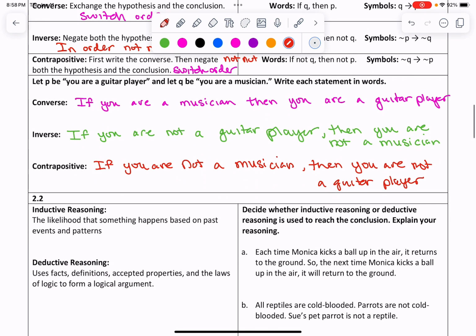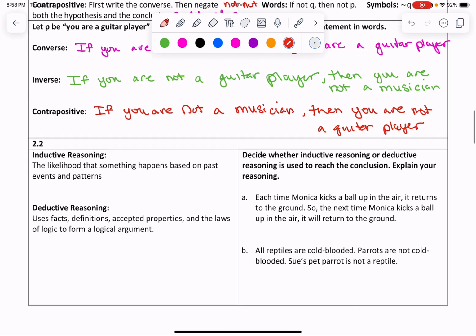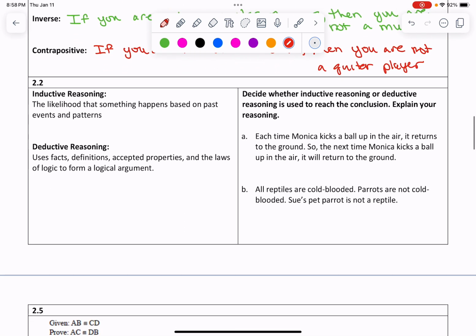In 2.2, we looked at inductive reasoning and deductive reasoning. Inductive reasoning is the likelihood of something happening based on past events or patterns. Deductive reasoning uses facts, definitions, accepted properties, and the laws of logic to form a logical argument. So looking at which one would be inductive versus deductive, each time Monica kicks a ball up in the air, it returns to the ground. So the next time Monica kicks a ball up in the air, it'll return is inductive, following a pattern.